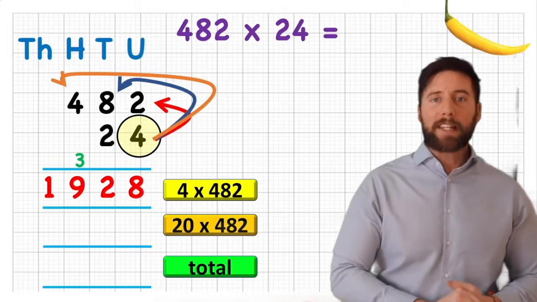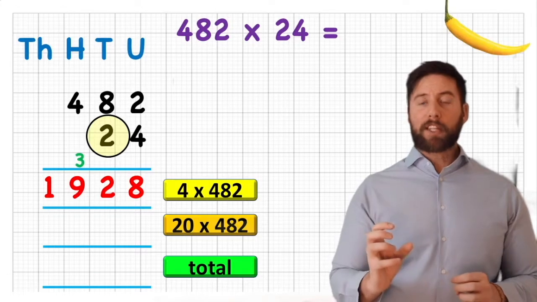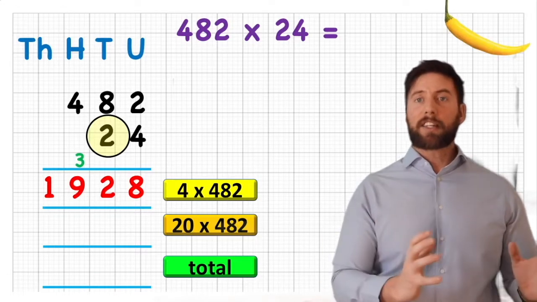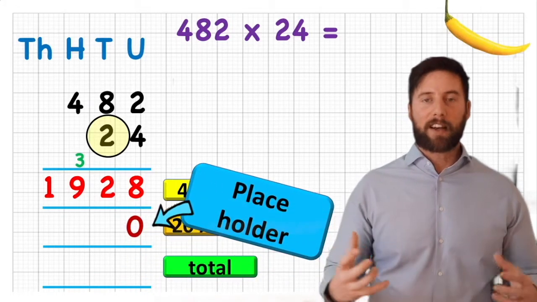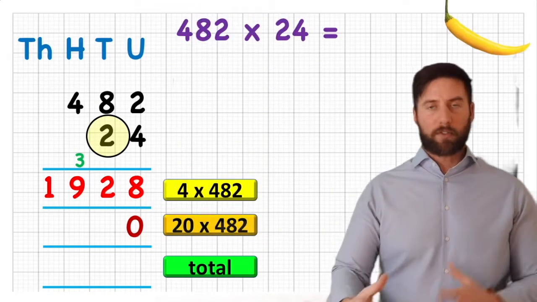Now my next question is 20 times 482. So we don't like 20, so let's make it 10 times smaller and put it as a 2, but that means we need to make our answer 10 times larger so we actually get the correct answer. So I'm going to put my placeholder in place. Okay, great. Now it's just going to be 2 times 482.